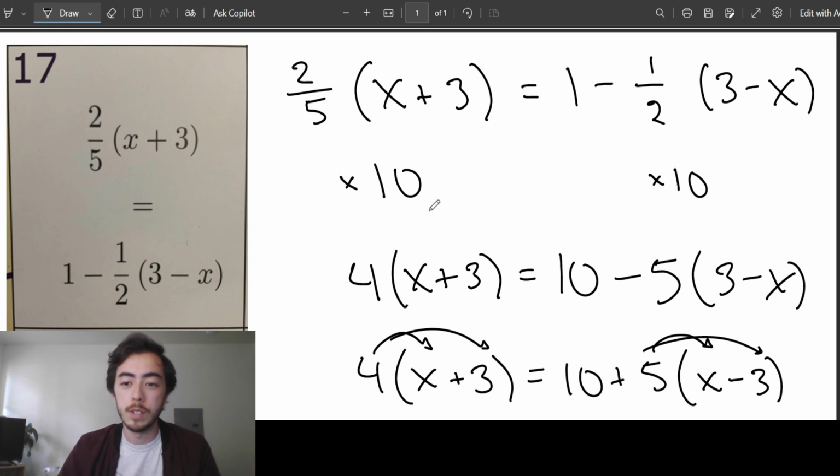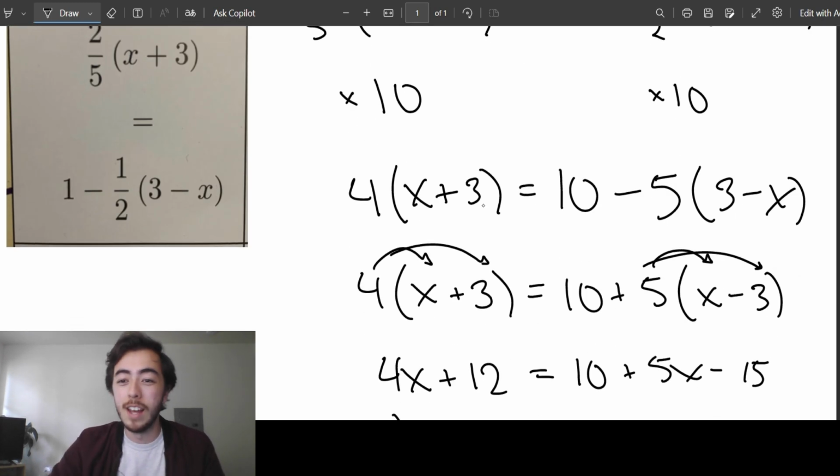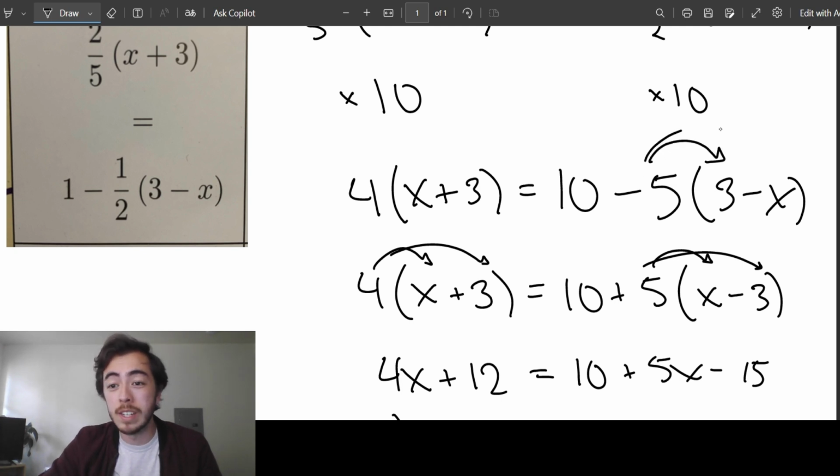So that's my solution. I assume you'd probably do something differently. I feel like multiplying at the start is a little bit strange, and then getting rid of this negative sign in the way that I did is also a little strange. I really could have just distributed this immediately, and I still would have gotten minus 15 and then plus 5x. But those were just the steps that I wanted to take.